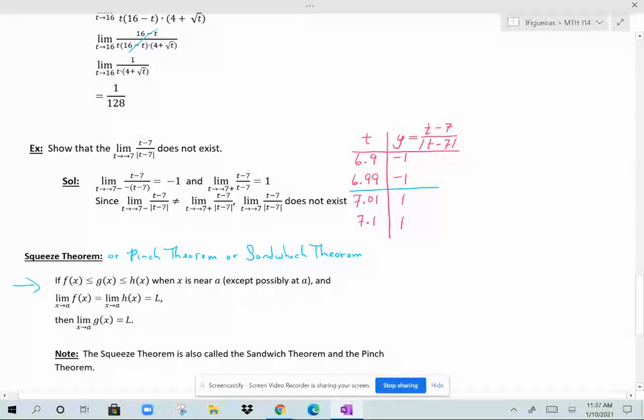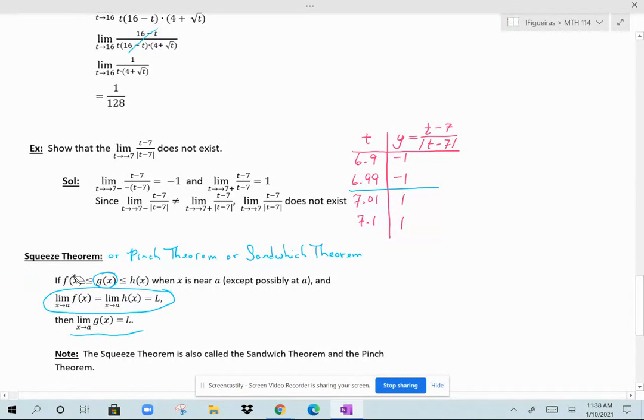If f of x is less than or equal to g of x, which is less than or equal to h of x, when x is near a or approaching a or possibly equal to a, then if the limit of f of x equals the limit of h of x and they both equal some number L, then you can conclude that the one in the middle, this limit, is also equal to L.